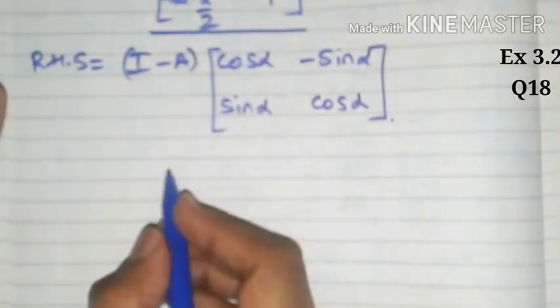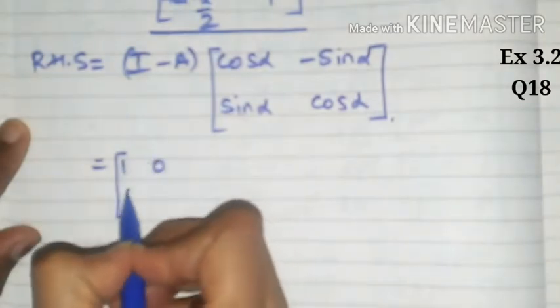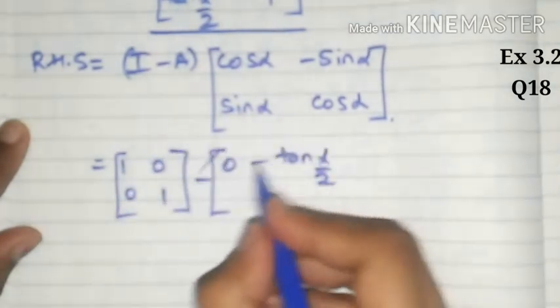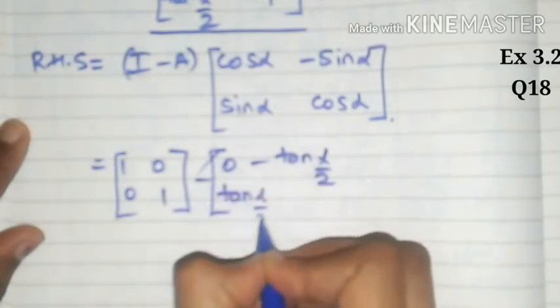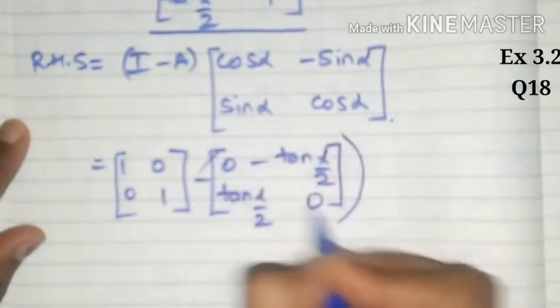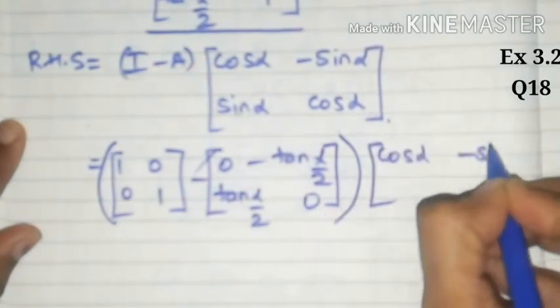So, what is the first logical step? Let us do this particular subtraction. So, 1, 0, 0, 1 minus, so it will be 0 minus tan alpha by 2, tan alpha by 2 and 0. Keep the bracket sign, and this is cos alpha.